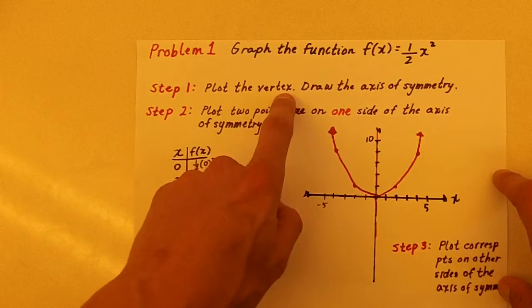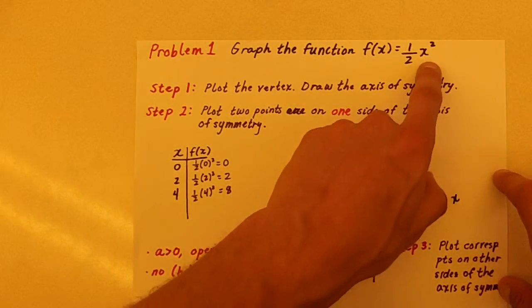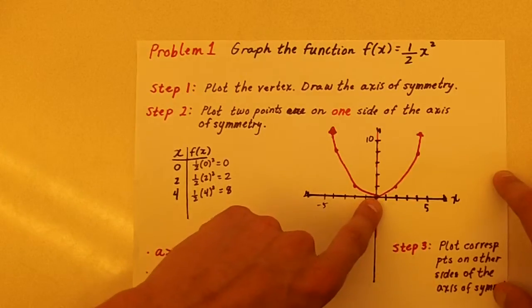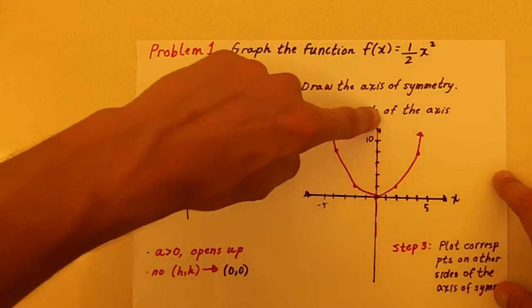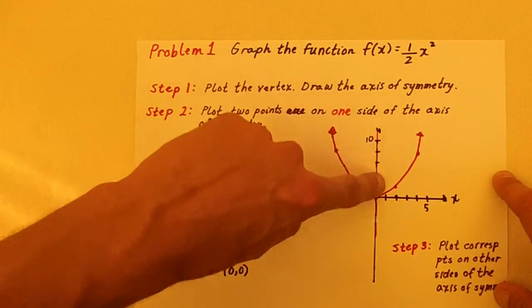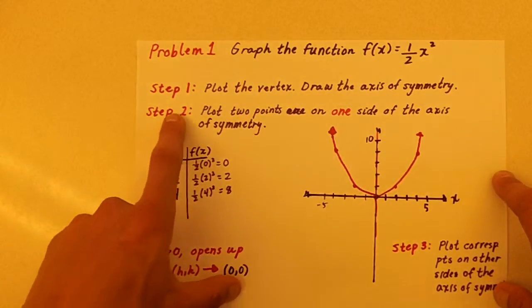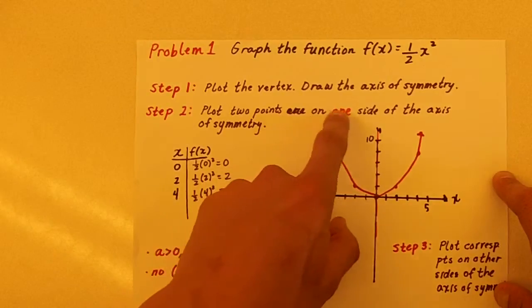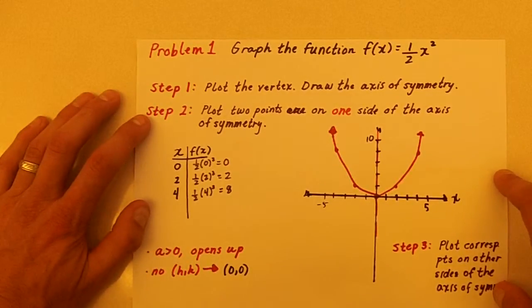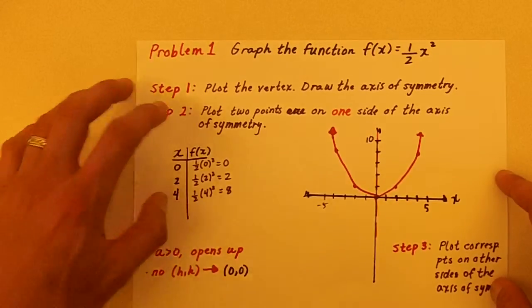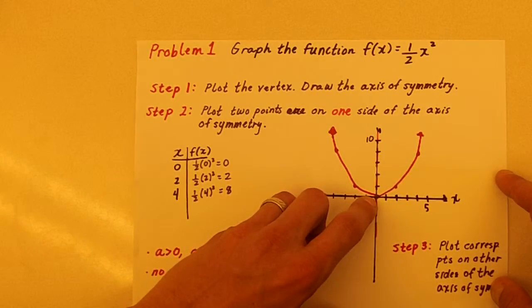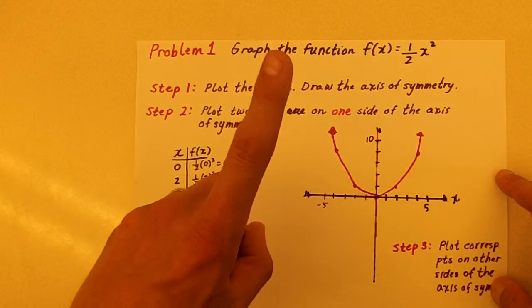So the vertex here is (0, 0). There is no h, there is no k. There's our (0, 0). Okay, we're going to plot the axis of symmetry going through that point. In orange, it's actually the y-axis. Step number 2. You have to plot 2 points on one side of the axis of symmetry. Now, you can do that differently. What I personally like to choose is a point to the right and to the left of the axis of symmetry, and I try to do it by 1 unit.